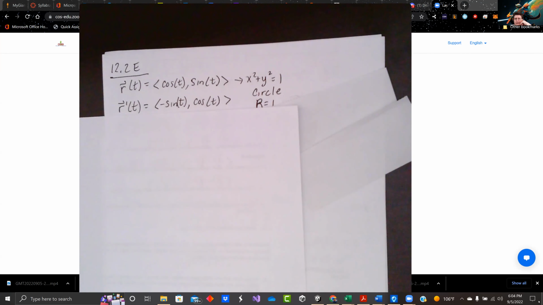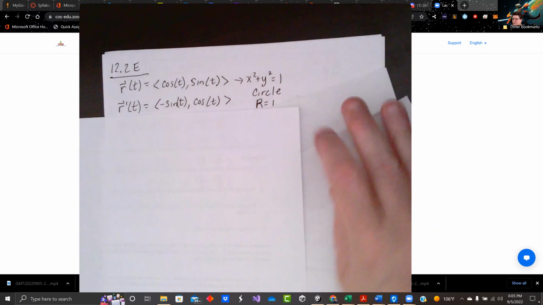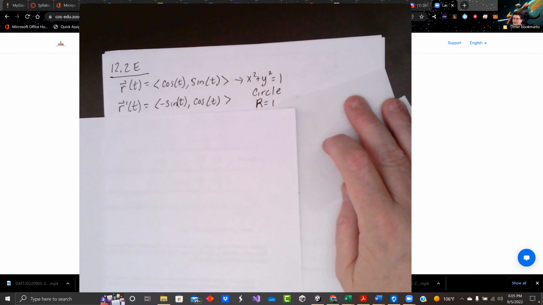Another example, we're going to do a thought that we need for 12.4 later on. Let's just look at a two-dimensional vector, cosine of t and sine of t. Notice if I square each one, cosine squared and sine squared, they add up to 1. So this is a vector format for a circle of radius 1. So if we do the time derivative, r prime of t, we get for the x component negative sine t, the y component cosine t.